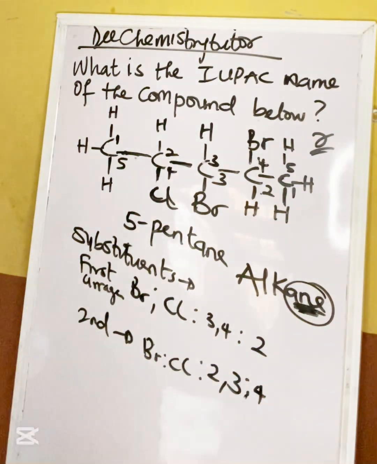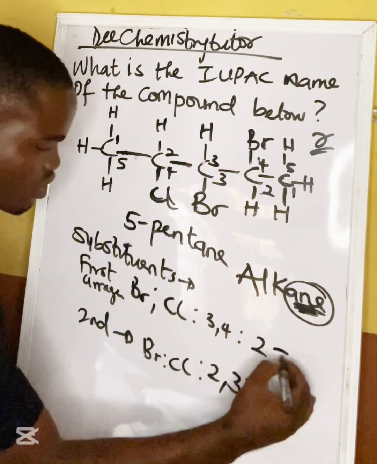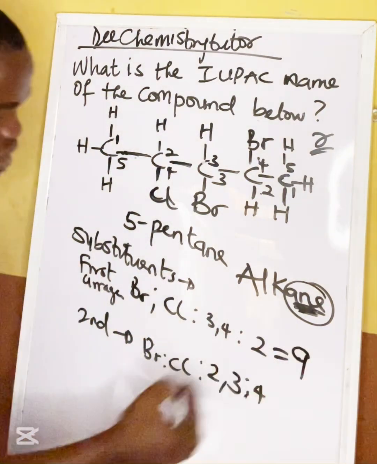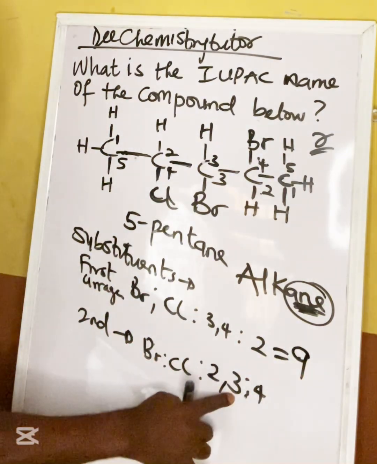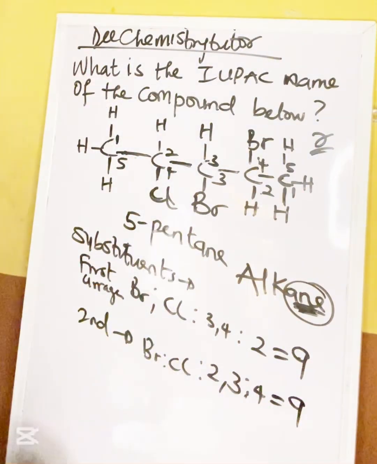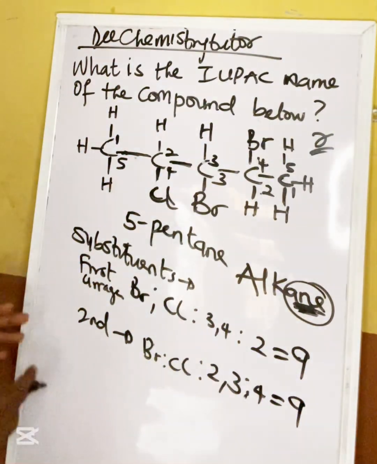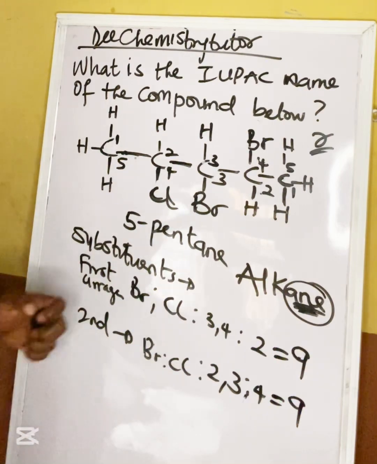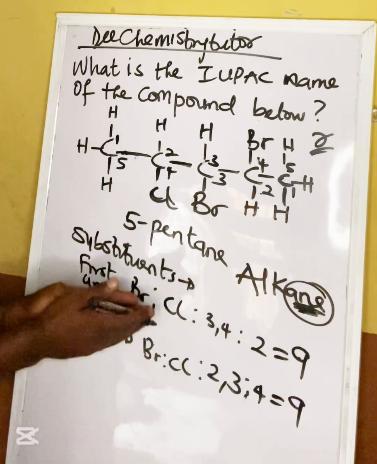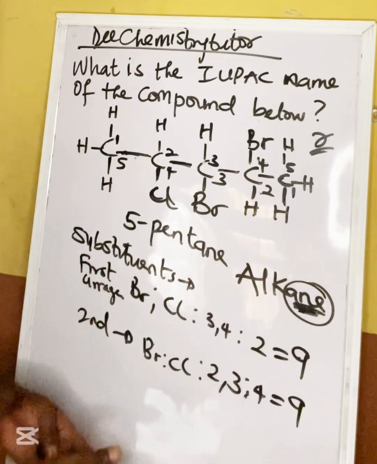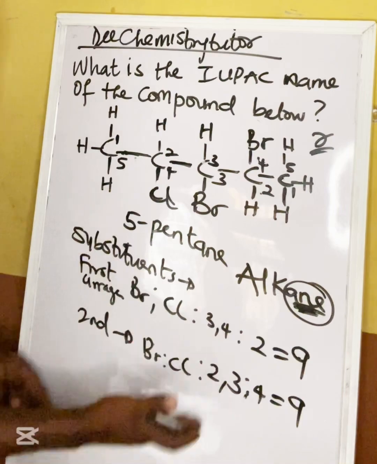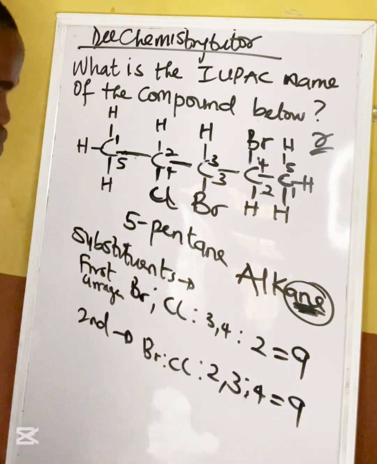Now we'll be able to get the substituents. If you add this together, 3 plus 4 is 7, 7 plus 2 is 9. Then 2 plus 3 is 5, plus 4 is also 9. So either way, you still get 9. This is where the problem is. We always tell you to choose the lowest possible numbers, but now the two sets of substituent numbers both sum to 9. This is a very complicated thing. Then what do you do? This is what you do.